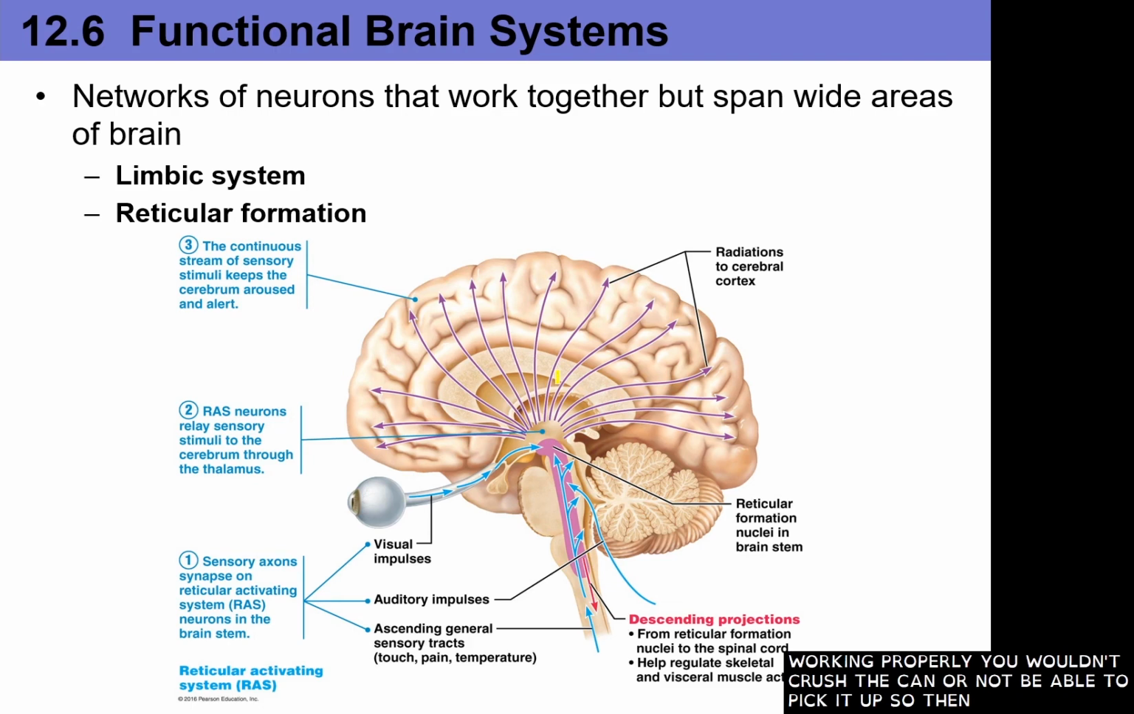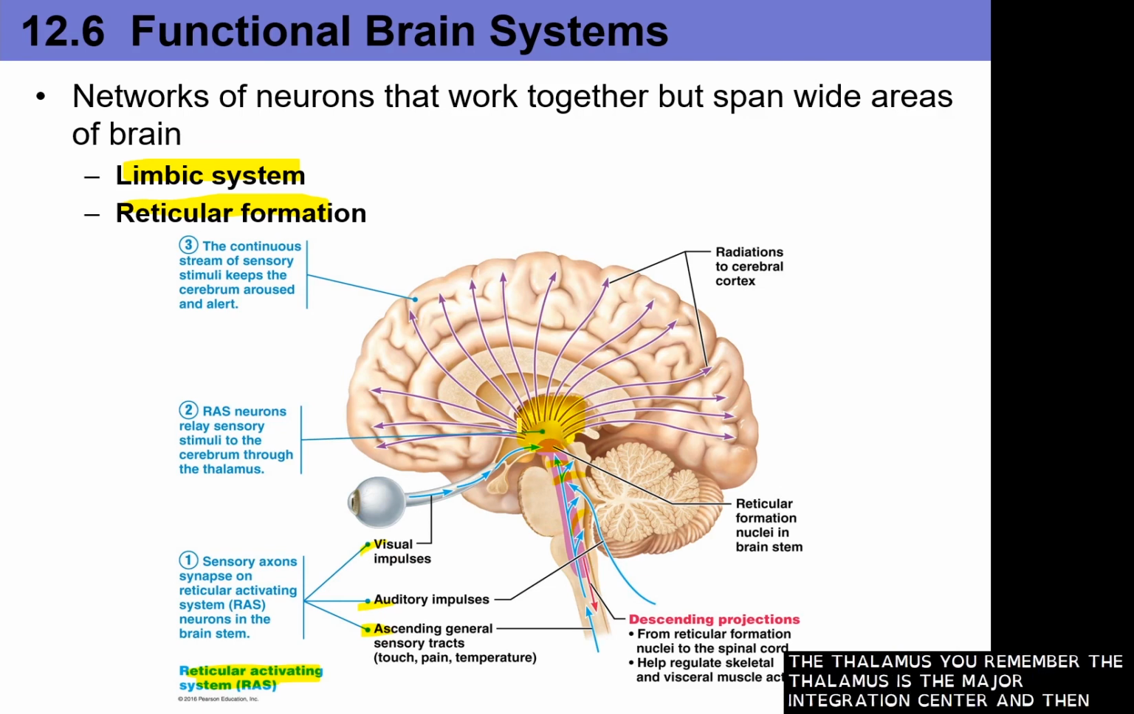Then within the brain, we also have what are called functional brain systems. Here, this is called the limbic system and the reticular formation system, or RAS neurons. This is showing the RAS, or the reticular activating system. These sensory inputs come in, with multiple projections of where these sensory inputs could go. And then these relay through the thalamus here. Remember that the thalamus is the major integration center.